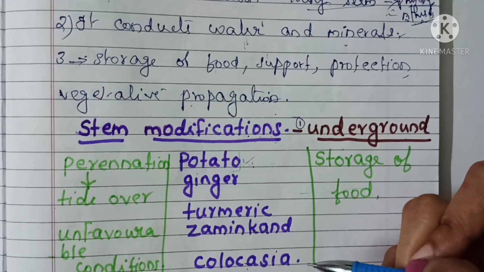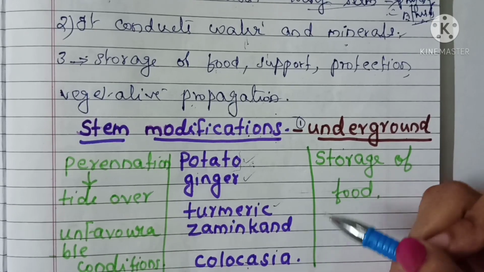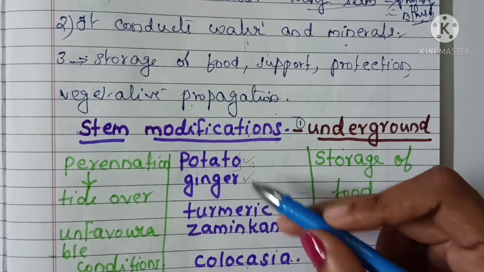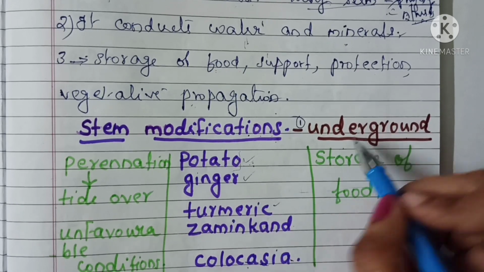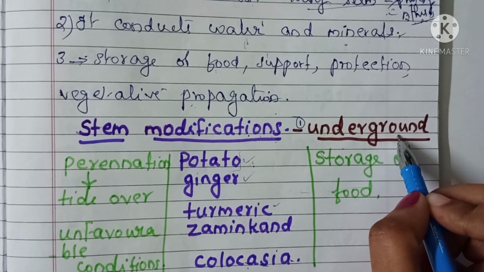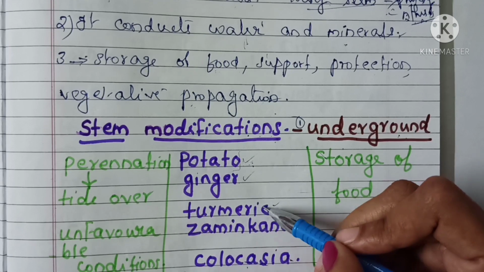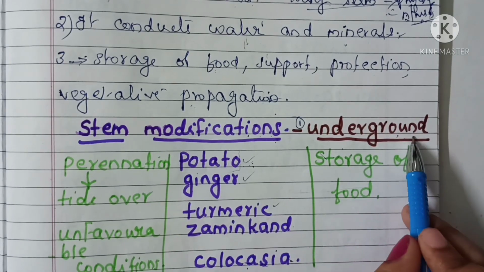So let's see which are the underground stems. Potato, you all are familiar with potato. I think you are taking potato daily. Then ginger, it's a spice. Then turmeric, you know turmeric. Then zamingan and colocasia. These all are present inside the soil, not outside the soil or in an aerial portion. So potato, ginger, turmeric, zamingan and colocasia are the underground stems.